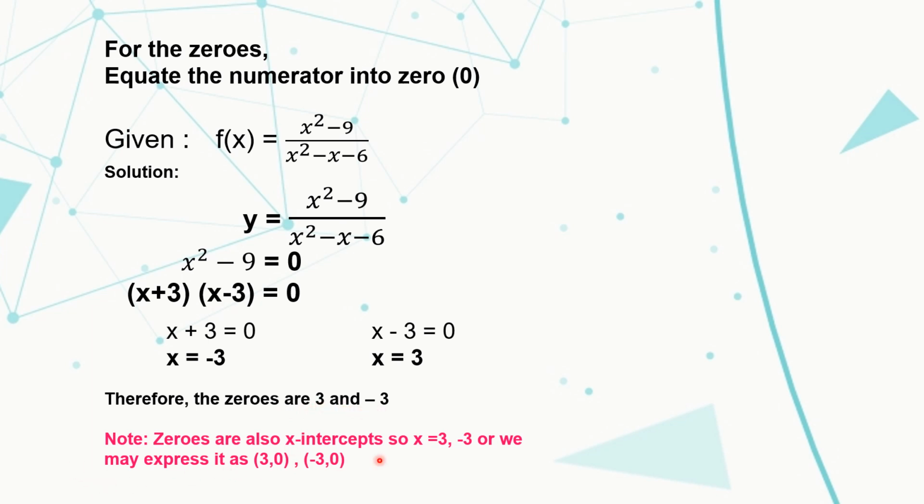Take note of this na yung zeros natin ay also x-intercepts. Yung nakuha natin kanina sa x-intercepts ay positive 3 and negative 3. So, pareho lamang sa nakuha natin sa ating zeros. And this can be written as ordered pairs (3, 0) and (negative 3, 0).